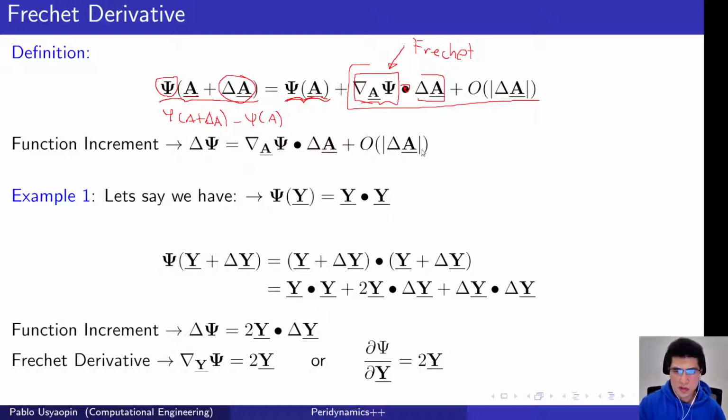Perhaps this way it will be easier to understand. So imagine you have the function phi, which depends on the deformation state y, and this is defined as y dot y. Okay, now the first step is that you want to know how much this function phi changed by adding some increment delta to its internal components. So here you have it: y plus some increment will be equal to this function, y plus increment times y plus increment.